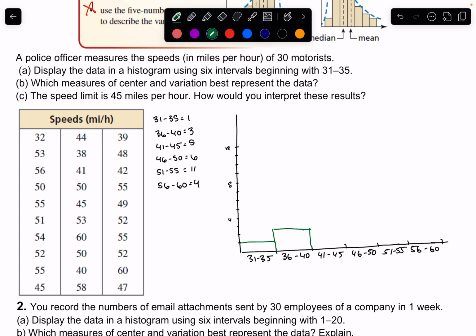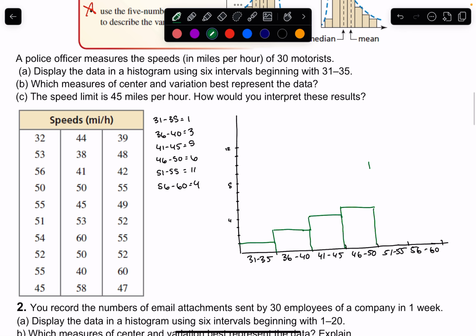41 to 45, there was 5. So let's see, 4, 5 goes right there. 46 to 50, there were 6 people going that speed, so just a little bit more than the group below. 51 to 55, there were 11 people going that speed. And I apologize if my heights aren't perfect. You'll be using a ruler, so yours will be way better. 56 to 60, there were 4.